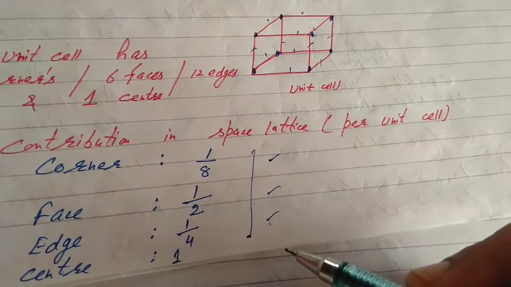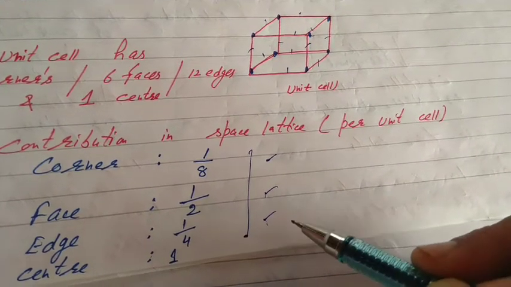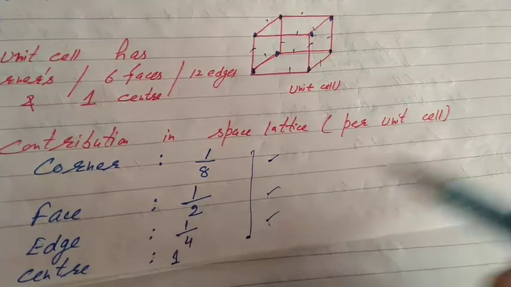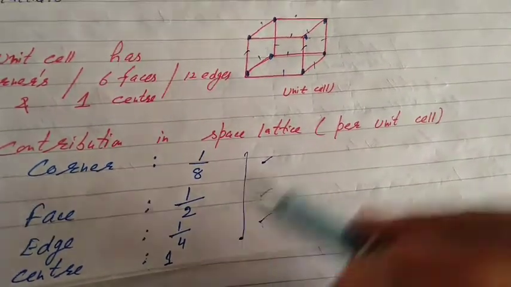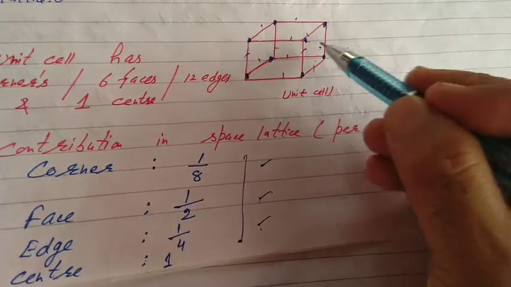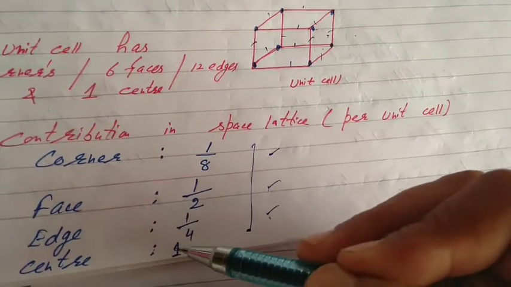What is the contribution per unit cell in space lattice at corner 1/8, at face 1/2, and at edge 1/4.